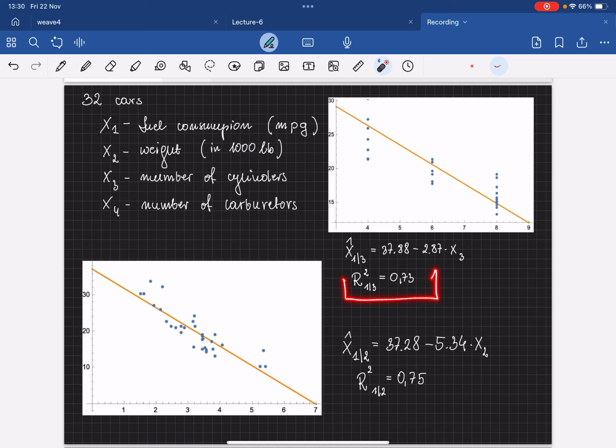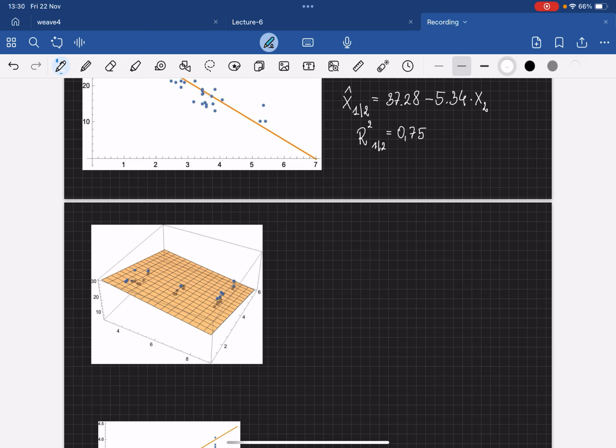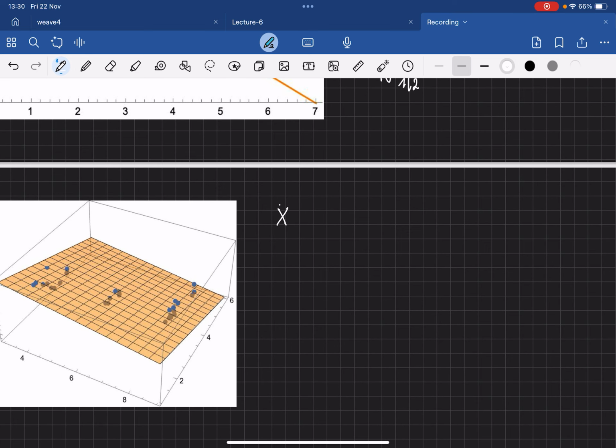Okay, so now the question is, if we use both these variables, x2 and x3, can we radically raise this number? I mean, can we increase the strength of dependence, which is equivalent to increasing the quality of our prediction? So for that, we use our formulae and we calculate the coefficients. What we get is the regression with dependent variable x1, independent variables x2 and x3.